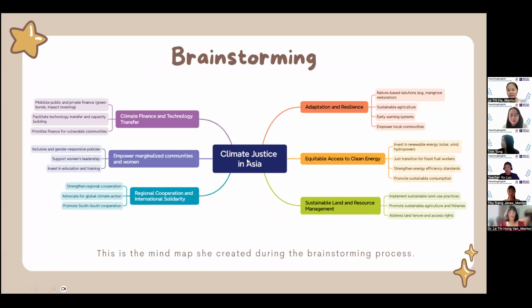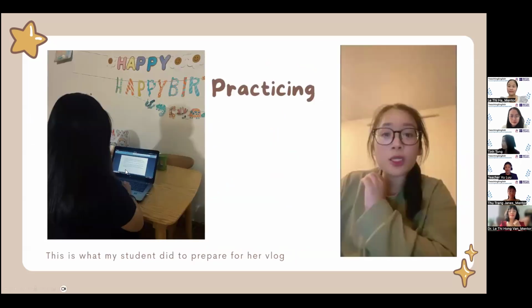All right, and here's what she created for the brainstorming process. All right, climate injustice for the climate finance and technology transfer. Empower magazine. Yeah, here's the thing she created for the projects. Yeah, here's what she's practiced so far.